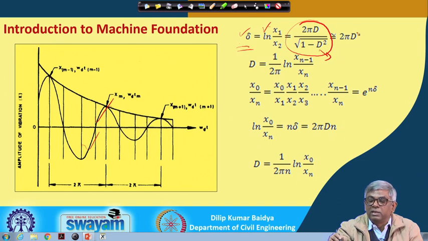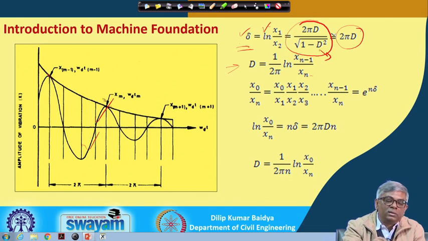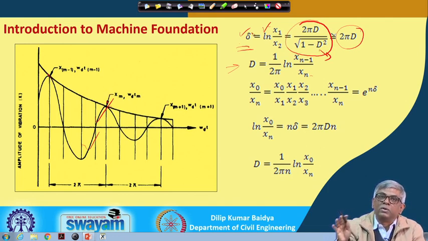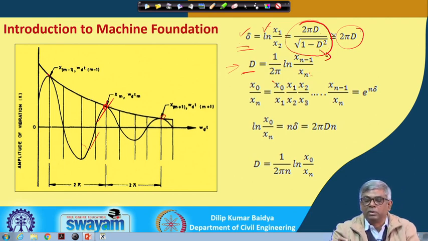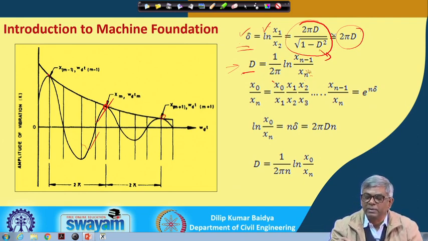If d is small then this can be approximated as 2 pi d, and then we can write d equal to 1 by 2 pi ln (xn minus 1 by xn). So, for successive peaks between 1 and 2, this delta will always be constant. Similarly, between 2 and 3 the log of the ratio will be the same. Because of that, in general I can write the expression d equal to 1 by 2 pi ln (xn minus 1 by xn). Otherwise I could have written x1 by x2, that could also have been written, but to generalize I have written log of xn minus 1 by xn.